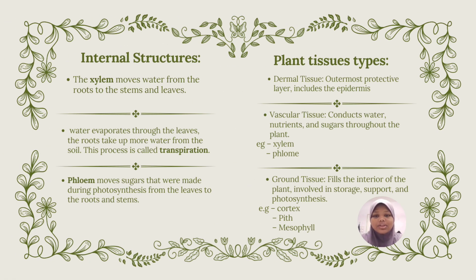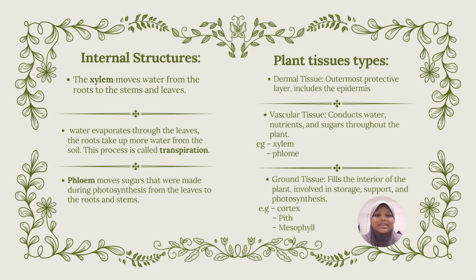Next is internal structure. The xylem moves water from the roots to the stem and leaf. Water evaporates through the leaves and the roots take up more water from the soil, and this process is called transpiration. Phloem moves sugar that is made during photosynthesis from the leaf to the root and stem.